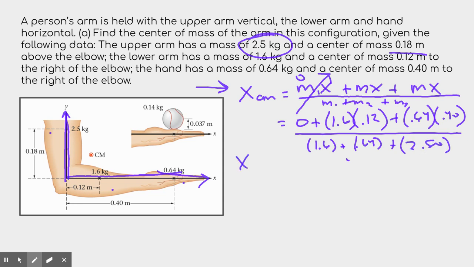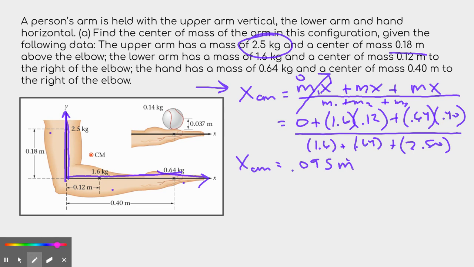2.50. So for the X point, you'll find that the center of mass is 0.095 meters. We need to do the same thing for the Y components. So go ahead, pause the video and try that now.